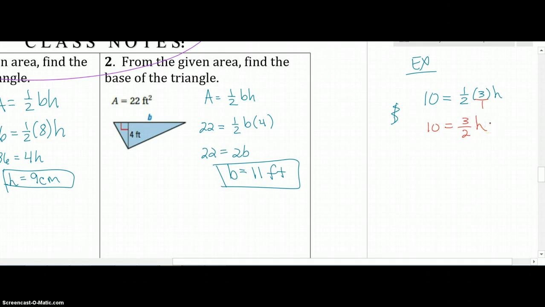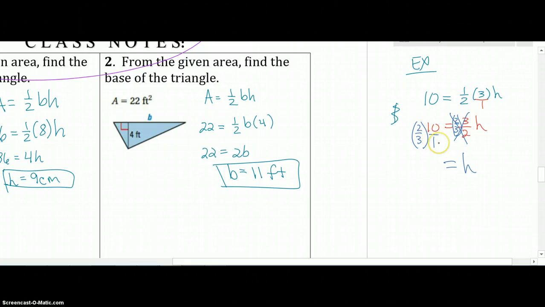Now, how do we get h by itself? We're not going to divide here. What are we going to do instead? Multiply by the reciprocal. That's right. So here we would multiply by the reciprocal, which is 2 over 3. The reason why we do that is because the 2 and the 3's cancel, and you just have h left.